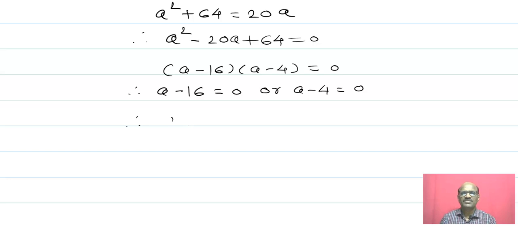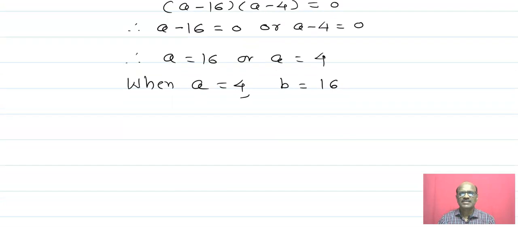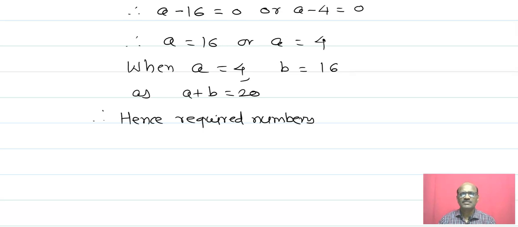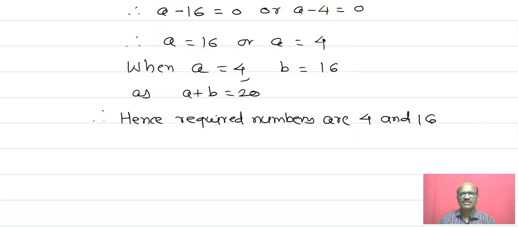Now we know that A is equal to 16 or A is equal to 4. When A is equal to 4, B is equal to 16, because A plus B is equal to 20, and hence the required numbers are 4 and 16.